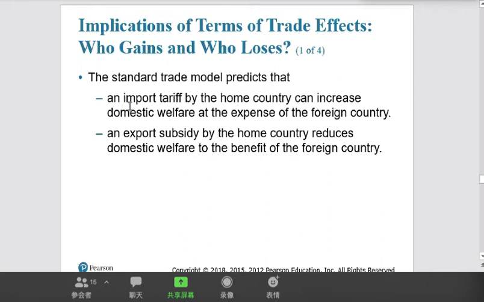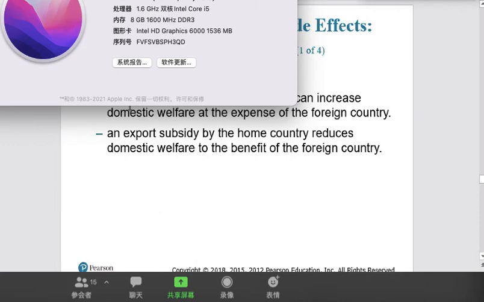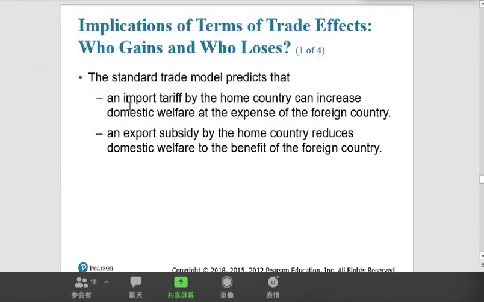All right, implications of terms of trade effects, and who gains and who loses.